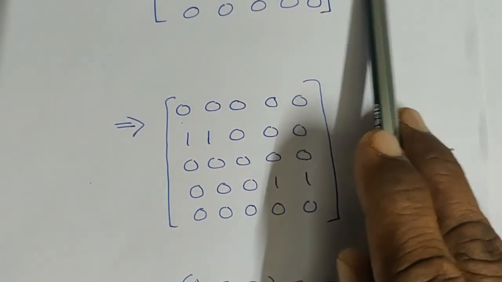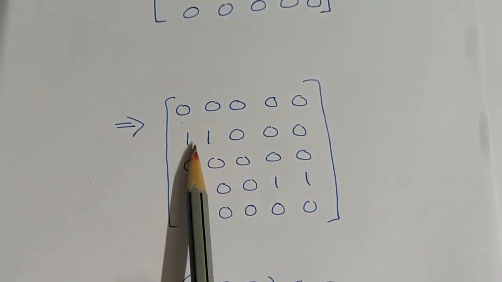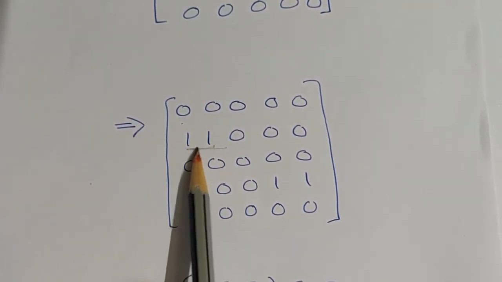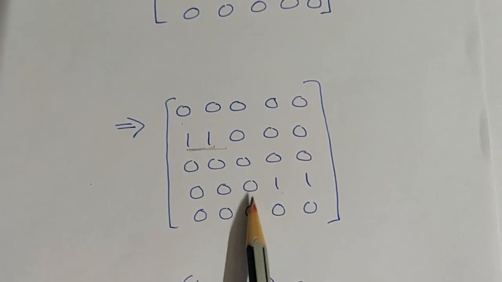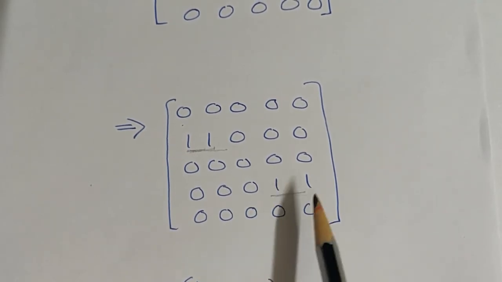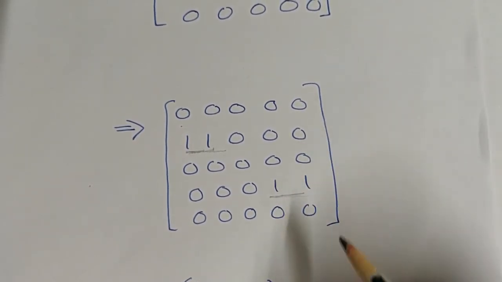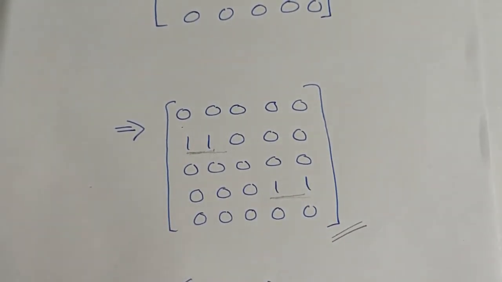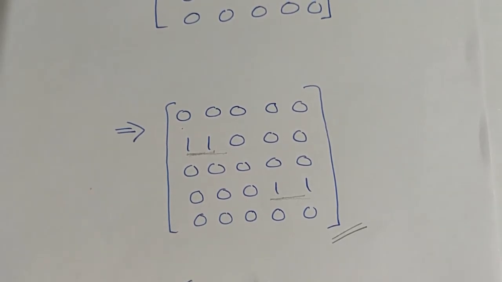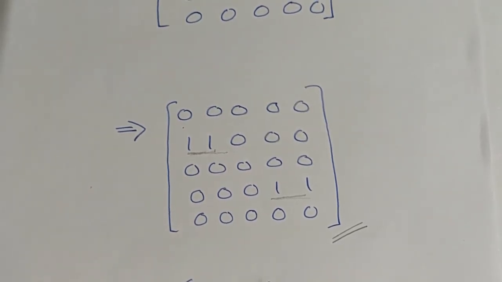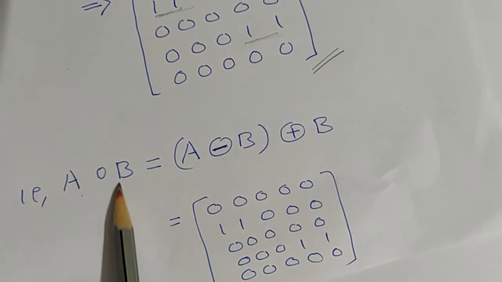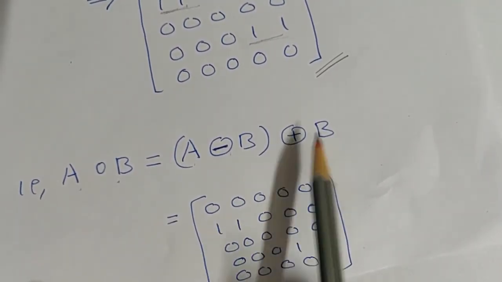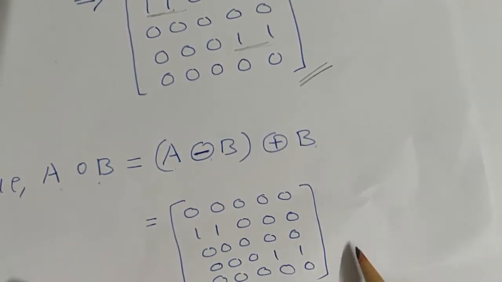Here, after doing the dilation, is the result. Now the second row has the size of the one increased, and in the fourth row also the size of the one is increased here. Now this is the final result after the opening operation. That is, A opening B is equal to A erosion B, then dilation B. This is the final result.